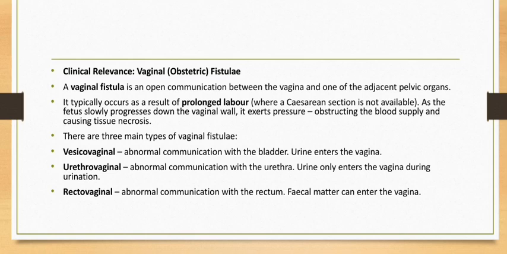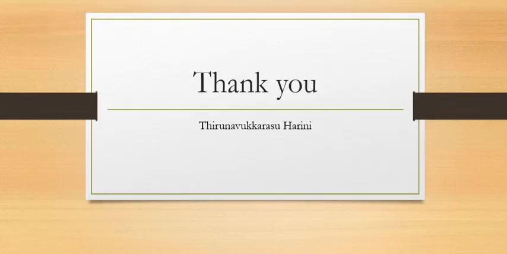Vesicovaginal: an abnormal communication with the bladder, and urine enters the vagina. Urethrovaginal: an abnormal communication with the urethra, and urine only enters the vagina during urination. Rectovaginal: an abnormal communication with the rectum, and fecal matter can enter the vagina.